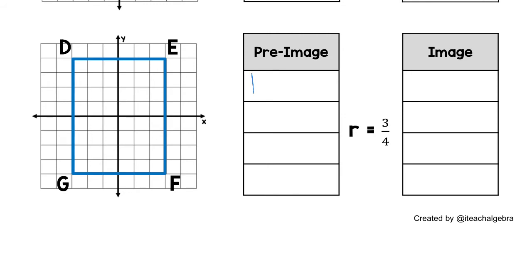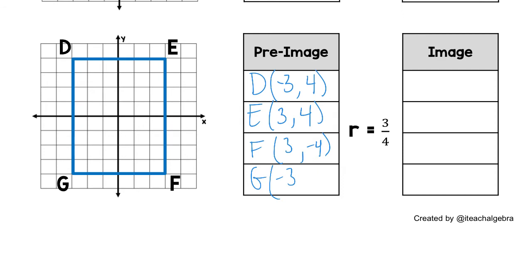To write our points down for D, we've got -3, and then 1, 2, 3, 4 up. Point E is 3 right and 4 up. Point F is 3 right and 4 down. And point G is 3 left, 4 down.